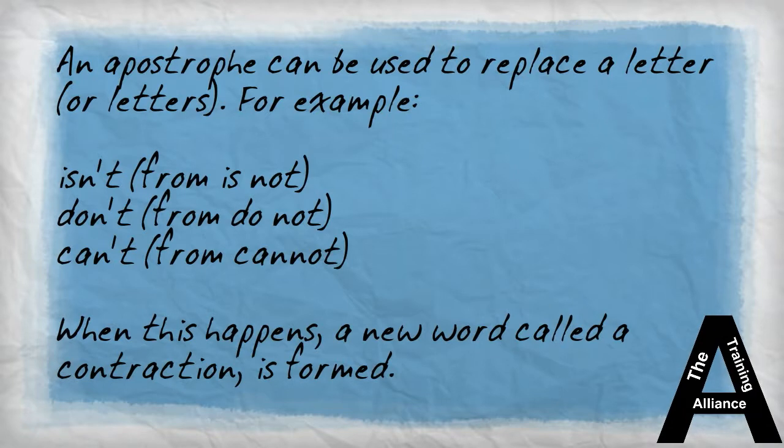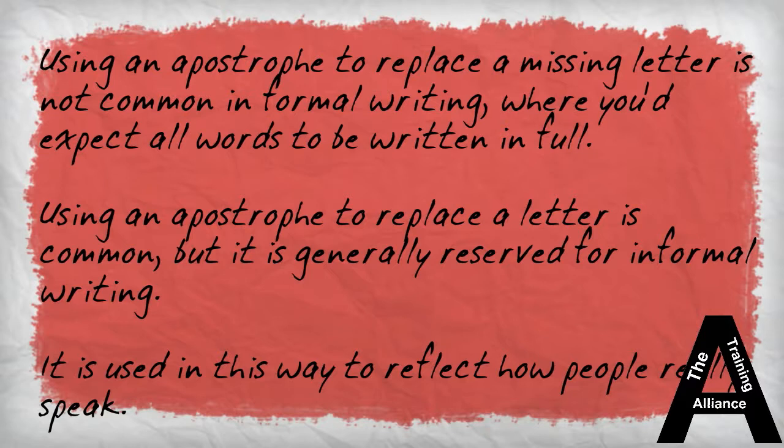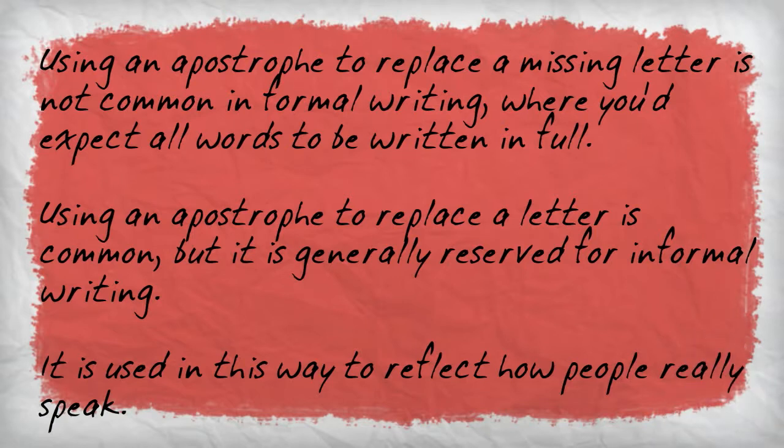An apostrophe can be used to replace a letter or letters, for example isn't from is not, don't from do not, can't from cannot. When this happens, a new word called a contraction is formed. Using an apostrophe to replace a missing letter is not common in formal writing, where you'd expect all the words to be written in full. Using an apostrophe to replace a letter is common, but is generally reserved for informal writing. It is used in this way to reflect how people really speak.